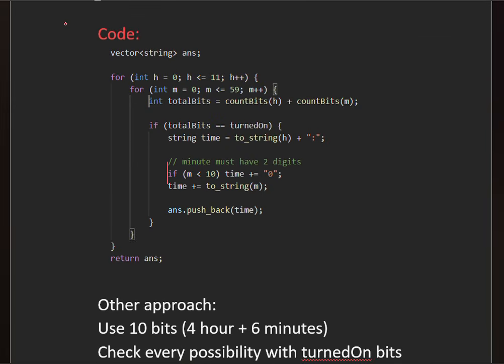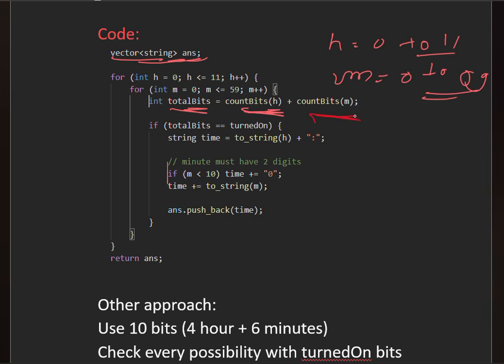So let's see the code of this. We have made a vector of strings to store the answer, and then we have iterated from h equal to 0 to 11 and minutes from 0 to 59 to check all the possibilities. And then we are counting the bits in the current hour and the current minute. So that will be the total bits, and if the total bits is equal to the number of bits that we are given, that means this is a possible answer, then we will be converting this time to a string to store the answer. So we will be using the function toString.